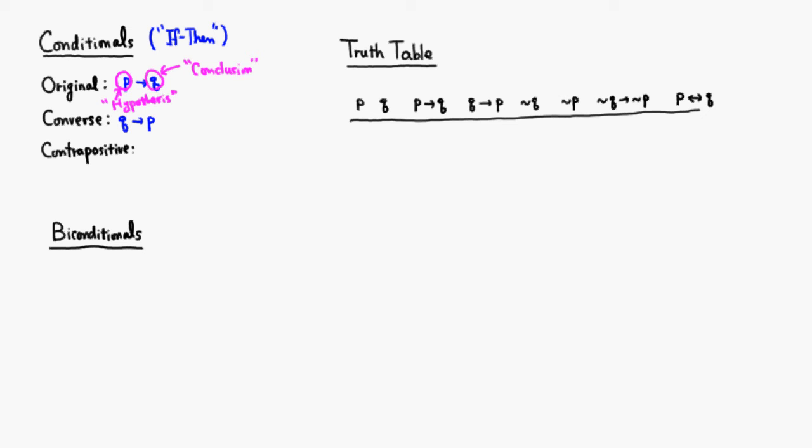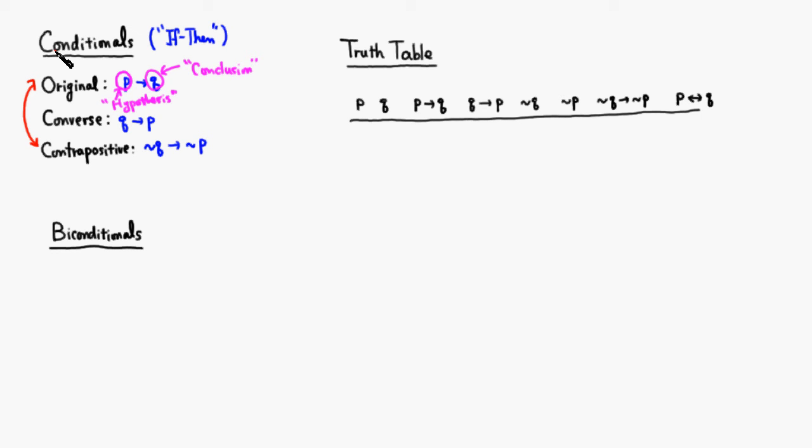And a contrapositive is negating Q and P of the converse. So it's not Q implies not P. And this one is actually logically equivalent to the original implication.